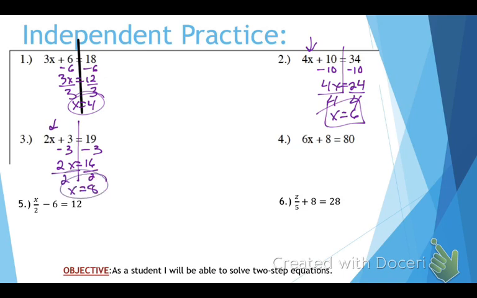There you go. Number 4, here we go. Draw my line, x, subtract 8 from both sides. It's going to give us 72. 6x is equal to 72. How do we get rid of 6 times x? We divide by 6. That gives us x equals 12. That's what you should have gotten.